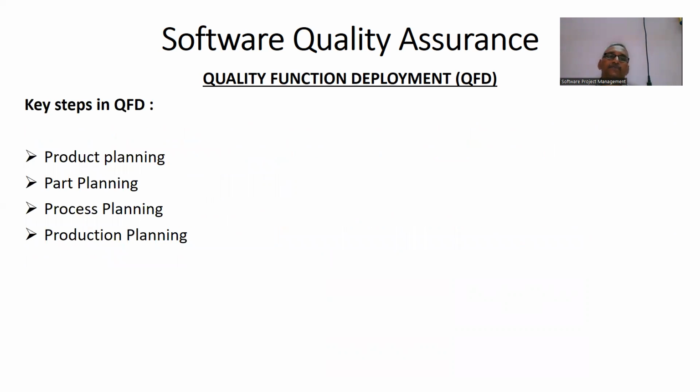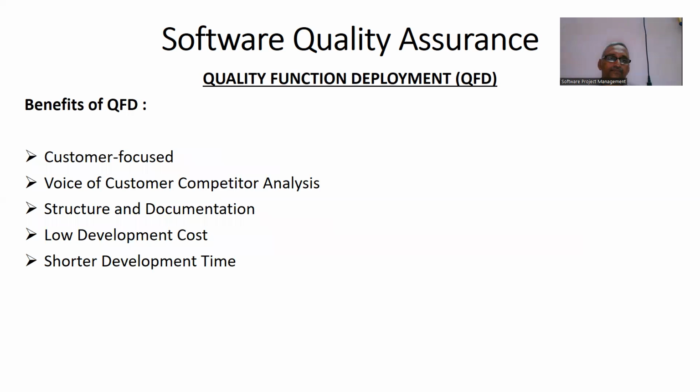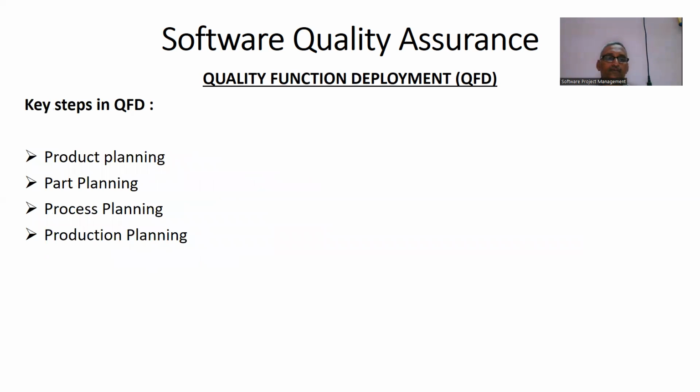What are the key steps in QFD? Product planning, part planning, process planning, and production planning. First one, product planning. Translating what the customer wants or needs into a set of prioritized design requirements. Prioritized design requirements describe looks or design of product. Involves benchmarking, comparing product's performance with a competitor's product, setting targets for improvement and for achieving competitive edge.